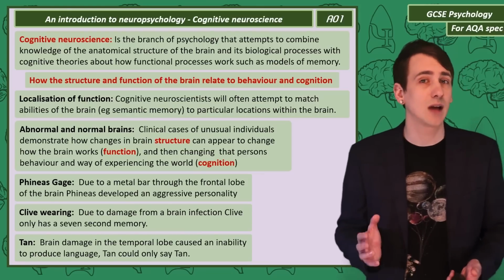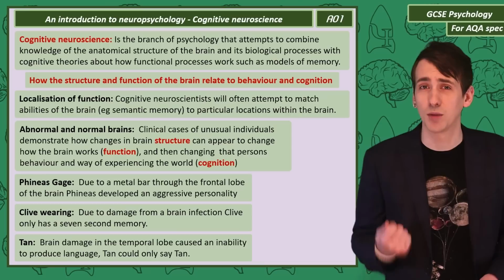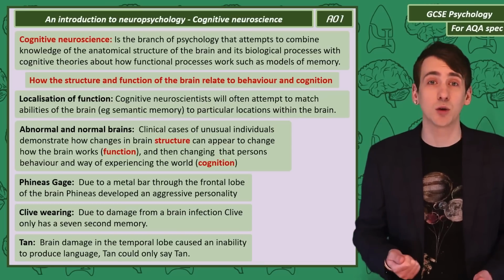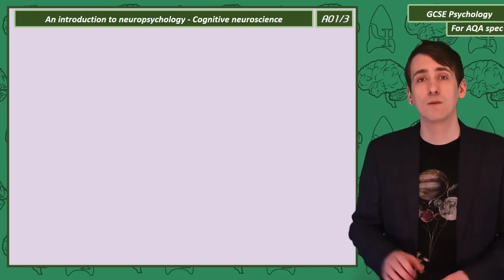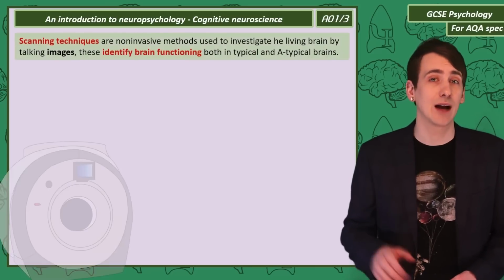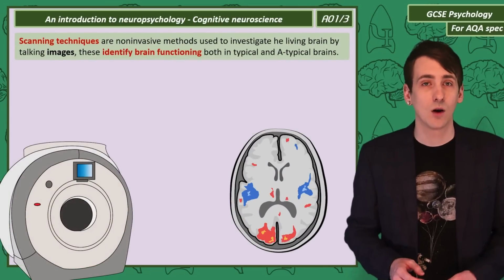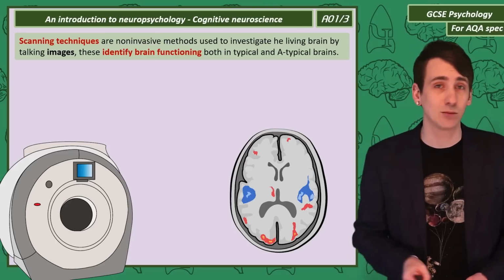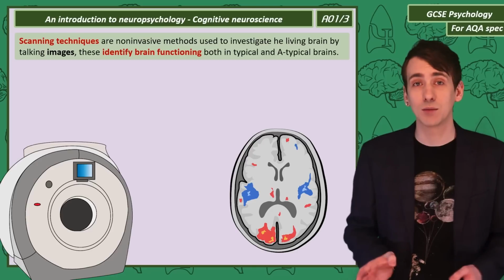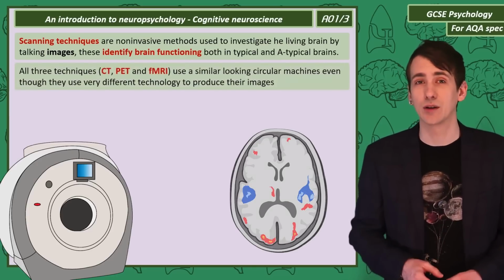There are problems with using abnormal brains to study brain function. The sample size is often only one person, so they may be unusual in other ways, and we're interested in how a healthy brain functions. Fortunately, we now have a range of scanning techniques that we can use to study the functioning living brain. We're going to look at 3 scanning techniques: CT, PET, and fMRI. All 3 use a similar looking machine, but they use very different technology to produce their images.